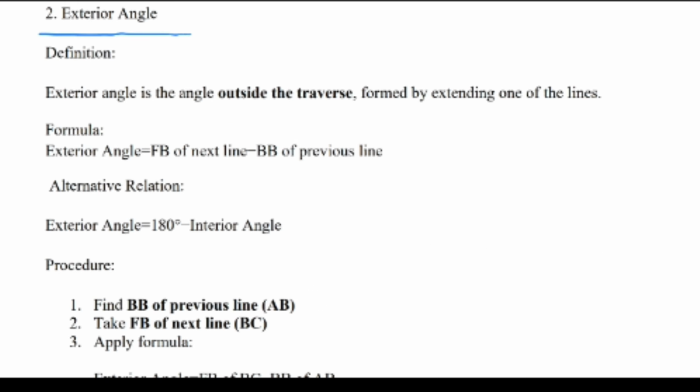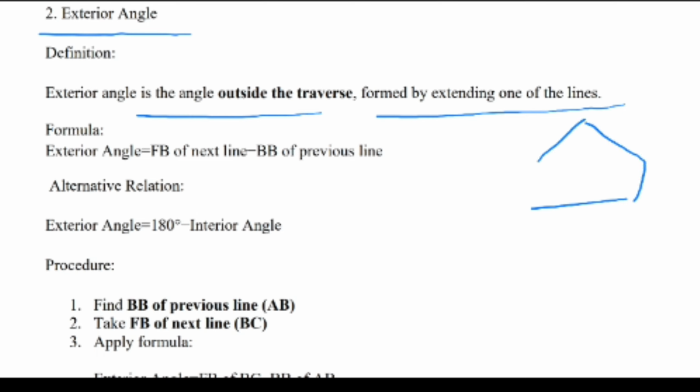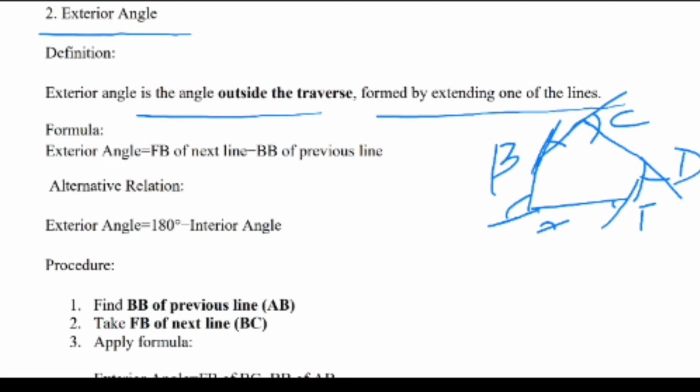Next is the exterior angle. Exterior angle is nothing but the angle outside the traverse, formed by extending the lines. Let us consider this is a traverse point. So the outside angles are these angles. These outside angles we need to calculate. Let us consider this is A point, B point, C point, D point and E point.